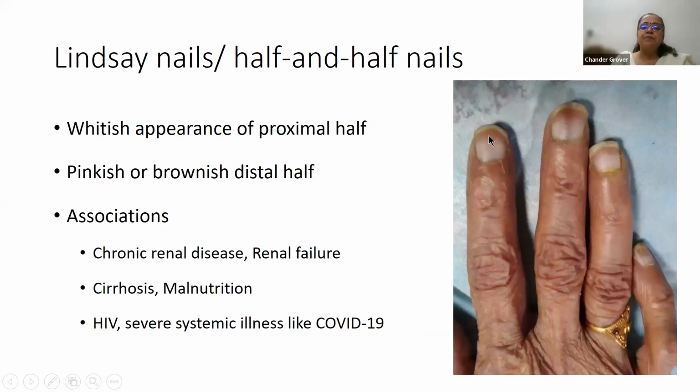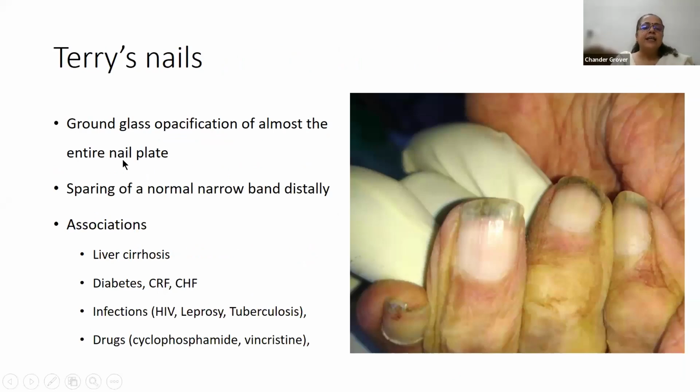This is associated commonly with renal disease, but there is nothing specific about it. You can't see the nail and say that the patient has CRF. Terry's nail. This is ground glass opacification of almost the entire nail plate, sparing a narrow band. So this is Terry's nail for you. Association here is liver cirrhosis, the classic association, although all these are again associated.